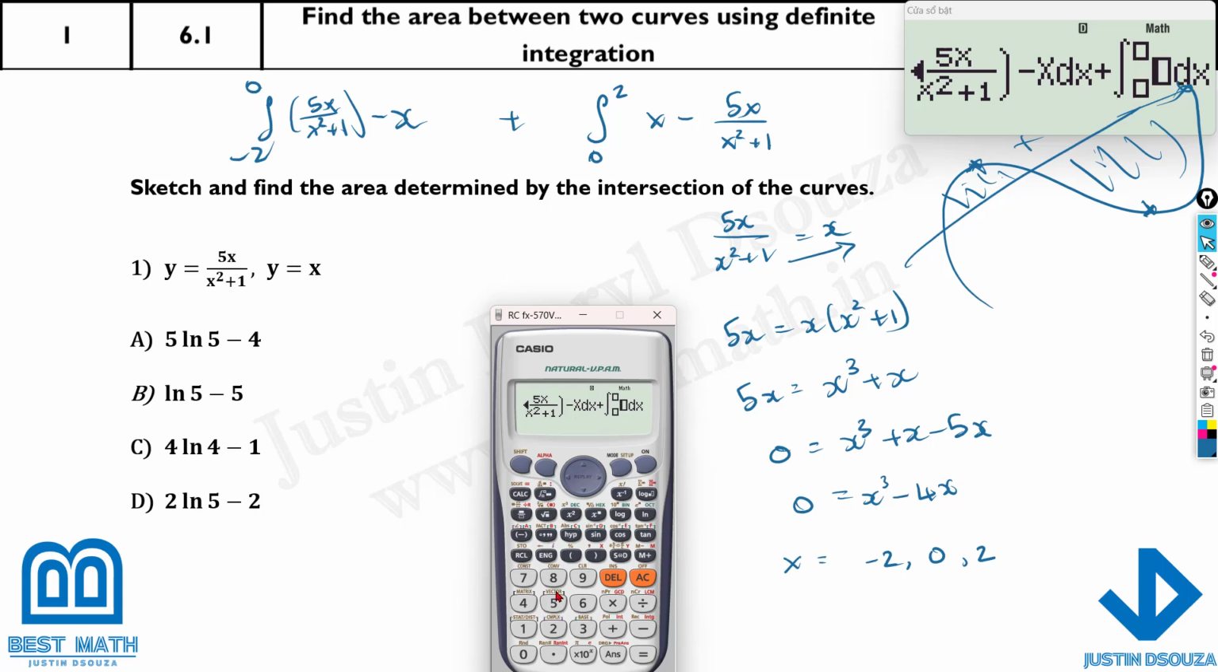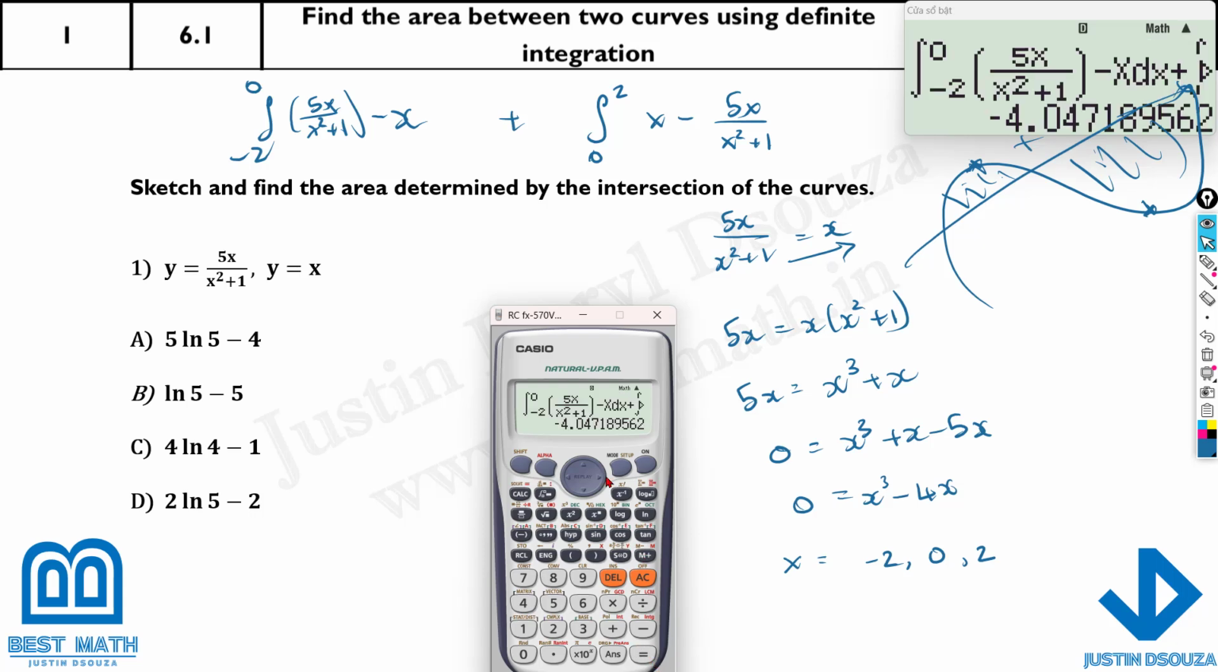So we will have to use x, because it's a single term, I'm not using brackets for x. But when it's a bigger one, it's better to put brackets. It's 5x by x squared plus 1, close the bracket. And then the limits are from 0 to positive 2.